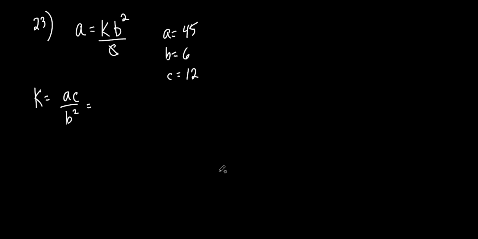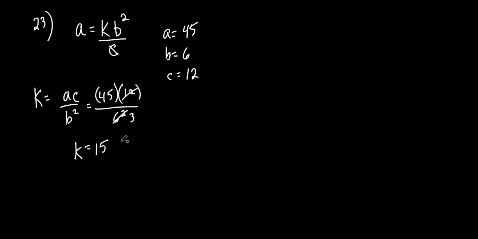Right, now you just plug everything in. So you've got a 45, a 12, and a 6, and it's being squared. I'll let you do the math on that. Comes out to 15. Yeah, it's easy. Right, that's 36, that's 12. So that goes into 36, what, 3 times? 45 divided by 3 is 15. Easy.